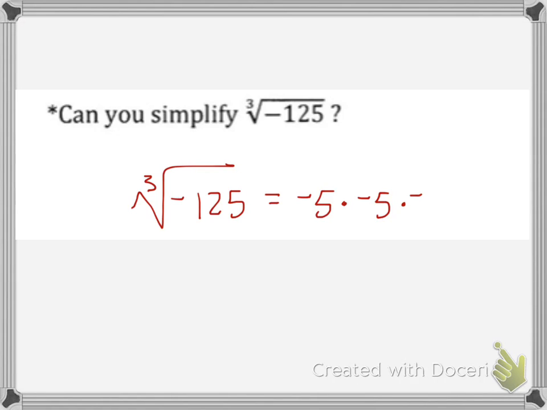The cube root of negative 125 is negative 5. And the reason that is the cube root is because negative 5 as a factor 3 times gives you negative 125.